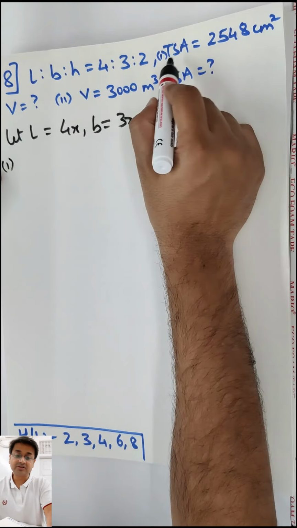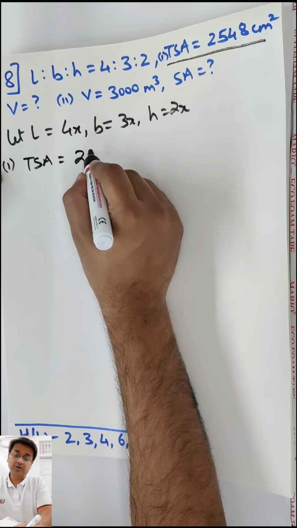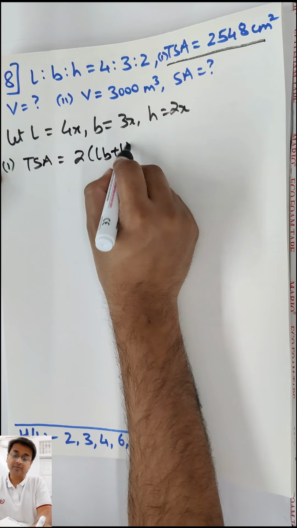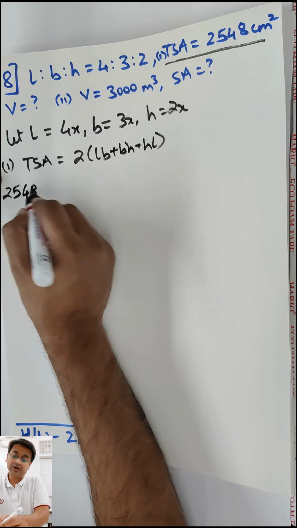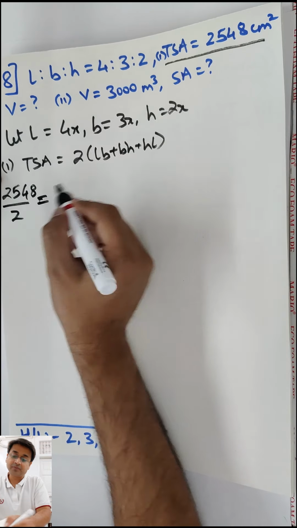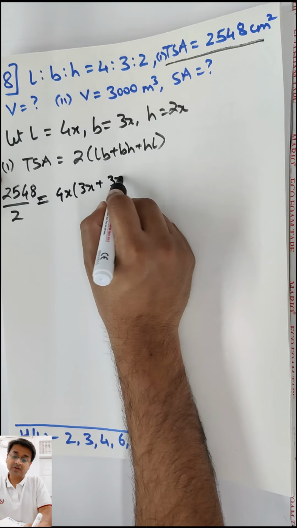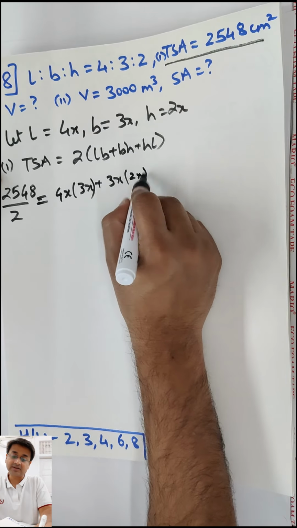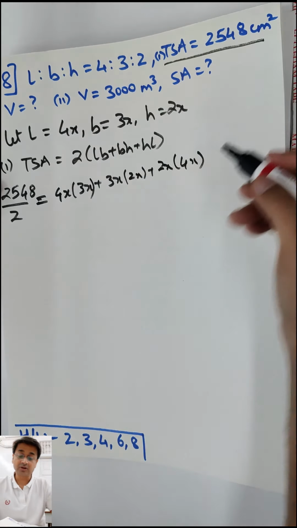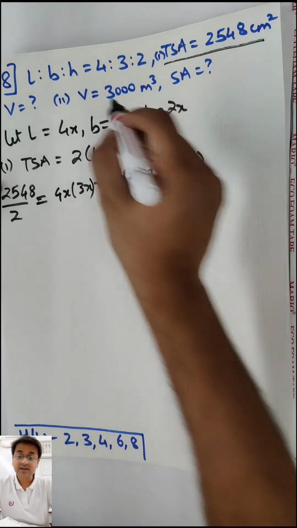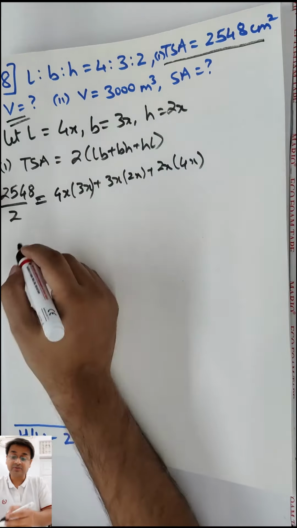Now there are two parts here. In the first part they have given you total surface area. So we know that the total surface area is twice length breadth, breadth height, height length. So total surface area 2548. Pushing this 2 down, length is 4x into 3x, 3x into 2x and 2x into 4x. So let's work this out. Get the value of x, get your length, breadth, height, and then get the volume. Lot of work, so please be focused.